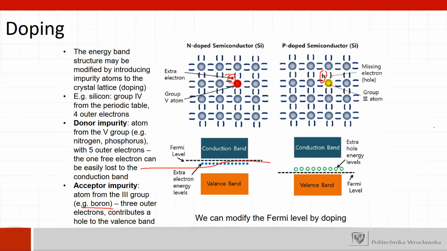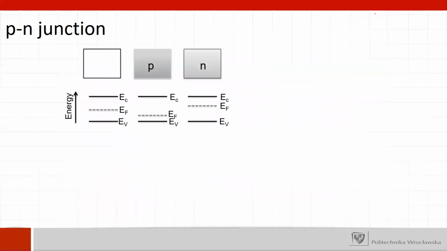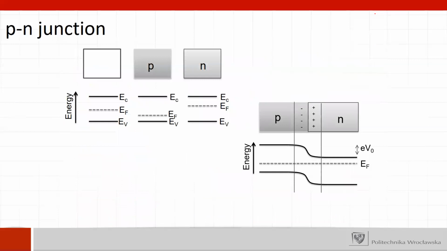So by that we can modify the parameters. When we have a so-called n-doped semiconductor, which is doped with a donor, and a p-doped semiconductor, which is doped with an acceptor, when we join them together, we can create a p-n junction. Okay.